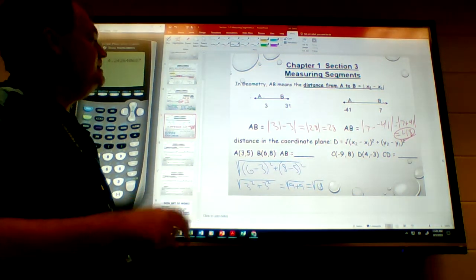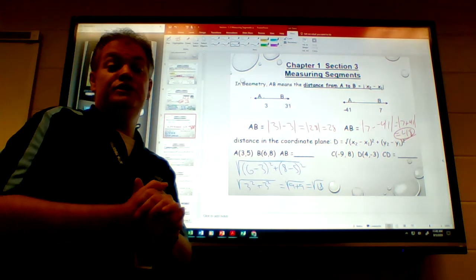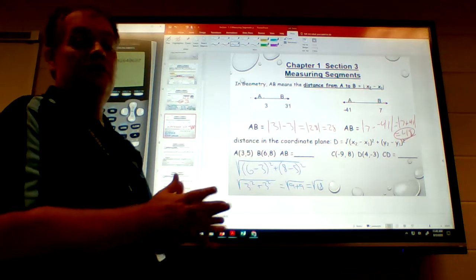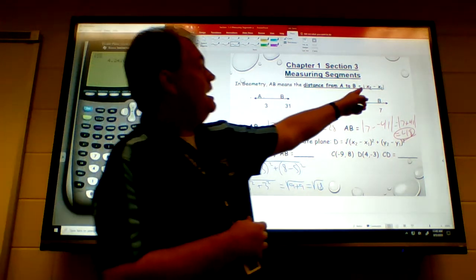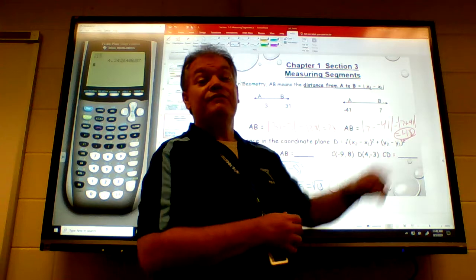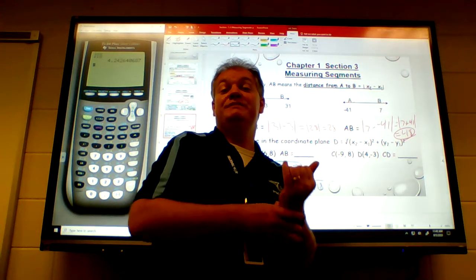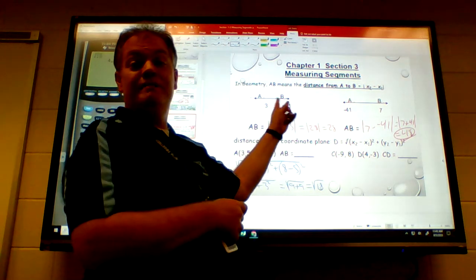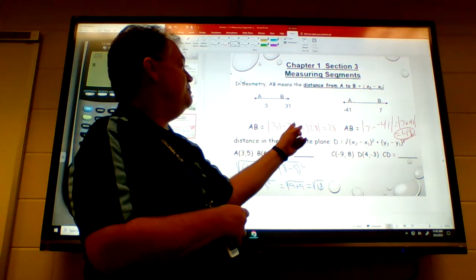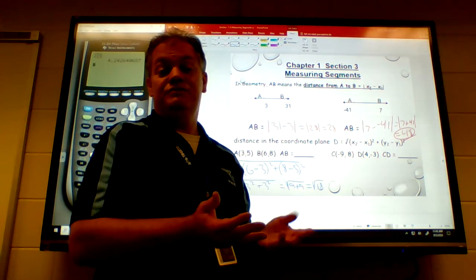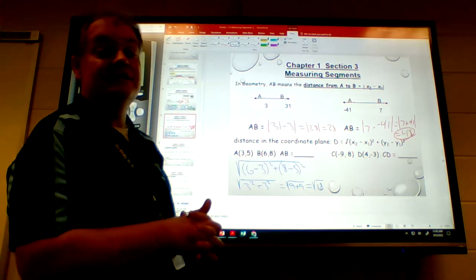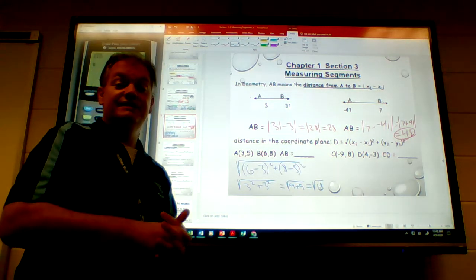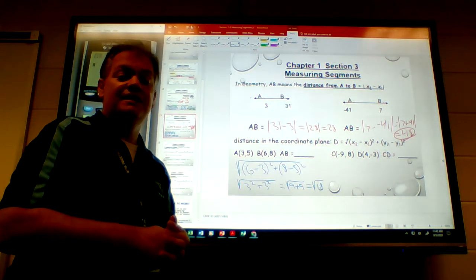Before we had talked about the distance between 2 points on a number line. All you do is you take the absolute value of the difference of the two numbers. Now remember, difference means subtraction, so we took 31 minus 3, and we got 28, and the absolute value of 28 is, of course, 28, because absolute value measures distance, and distance is always positive.